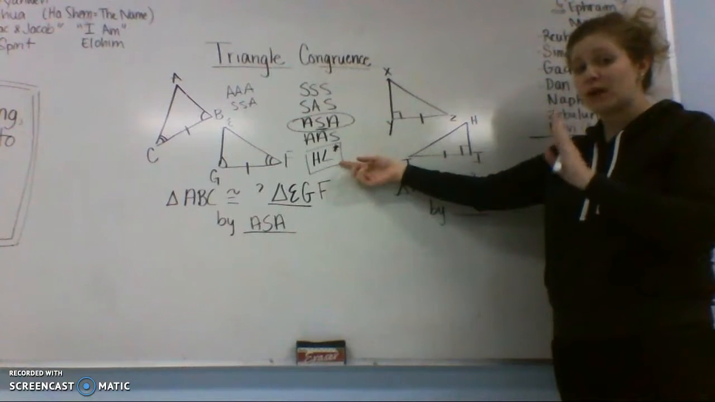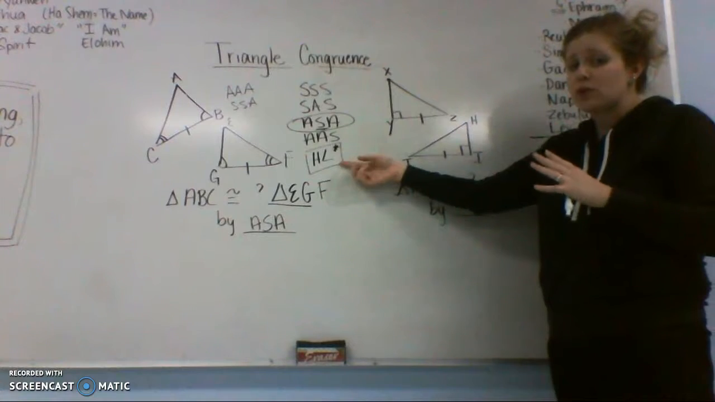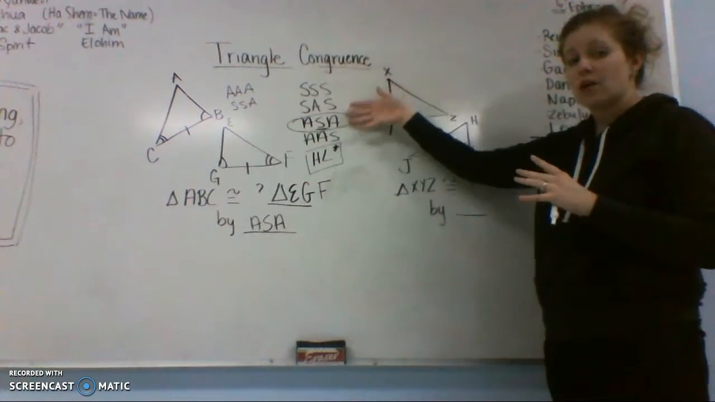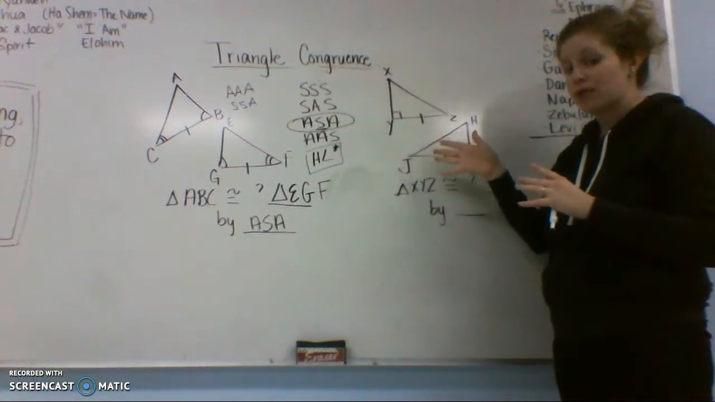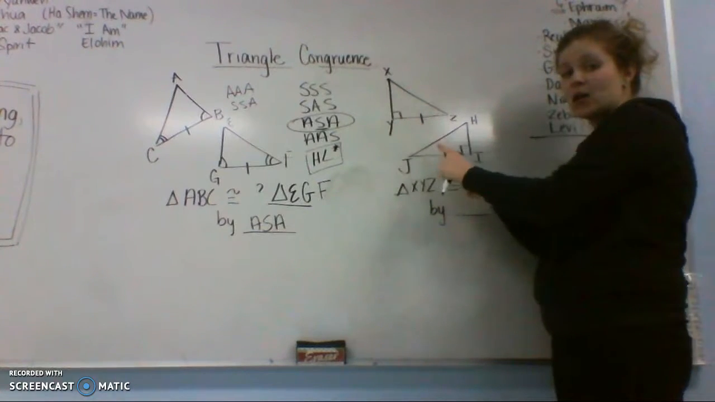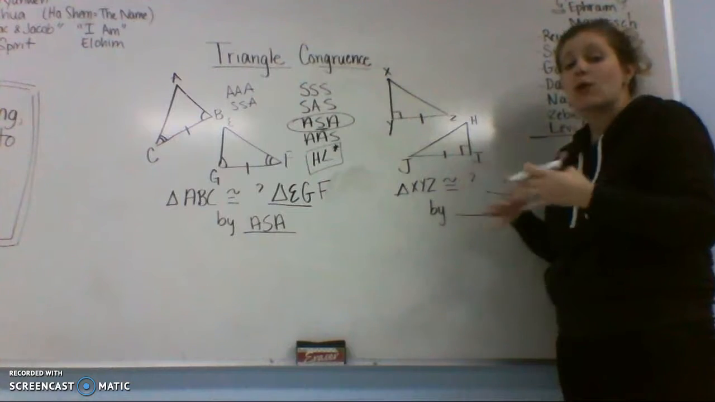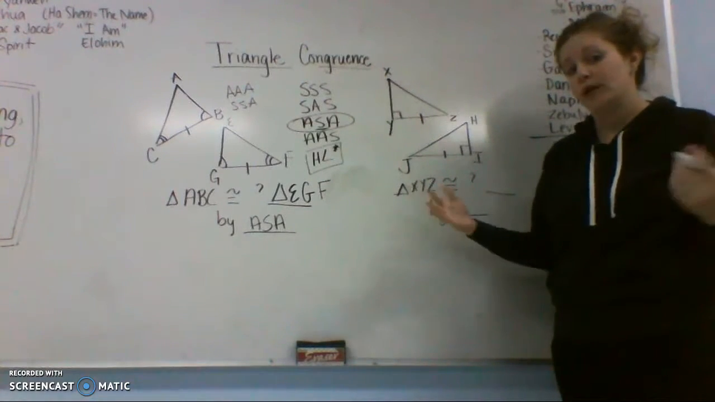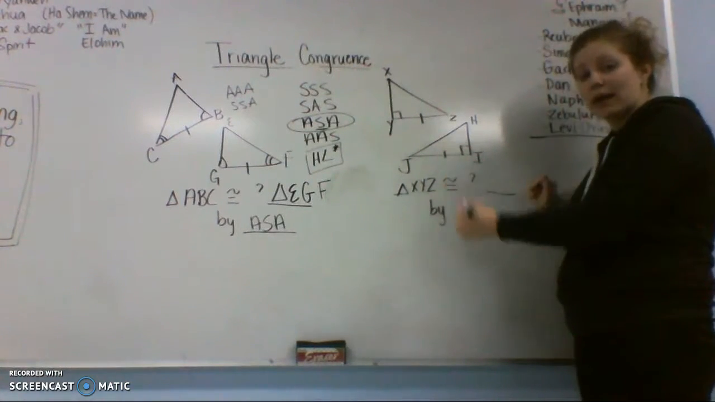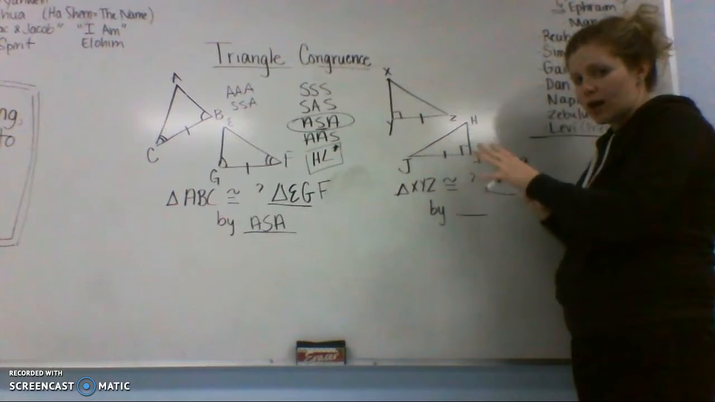And remember I said just because it's a right triangle doesn't mean we have to use HL. We could use one of these other reasons, but I don't have three things. They've only given me an angle and a side. So on this one, I would say that they could be congruent. I just don't have enough information to prove it. So you would check or pick the answer choice here that says not enough information.